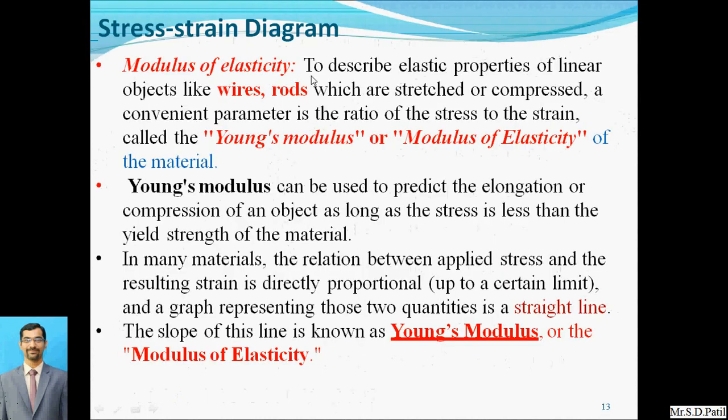The next is the modulus of elasticity. To describe the elastic properties of linear objects like wires and rods, which are stressed or compressed, a convenient parameter is the ratio of the stress to the strain. It is called Young's modulus or modulus of elasticity. Young's modulus can be used to predict the elongation or compression of an object as long as the stress is less than the yield strength of the material. In many materials, the relation between applied stress and resulting strain is directly proportional, and the graph representing those two quantities is a straight line.